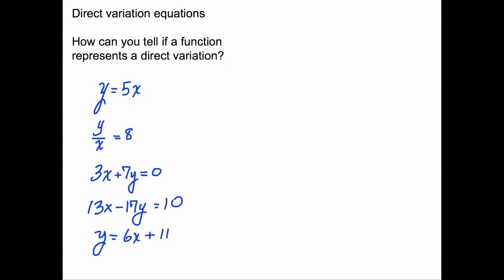Next, we're going to see how we can tell from an equation whether a function represents a direct variation. And we're going to look at these 5. Now, we can look immediately at the first two and tell. So this one is written as y equals some constant k times x. So it definitely is a direct variation. In this one, if we multiply each side of the equation by x, we would get y equals 8x. And again, this is a direct variation. So the question is, what about these other 3?